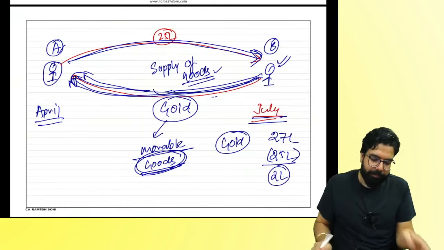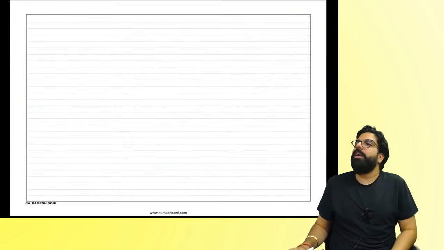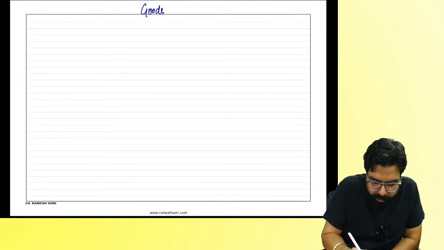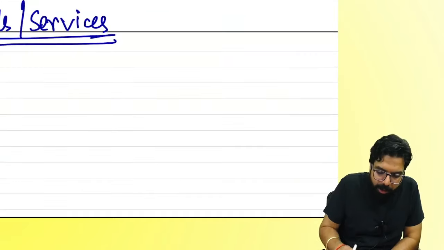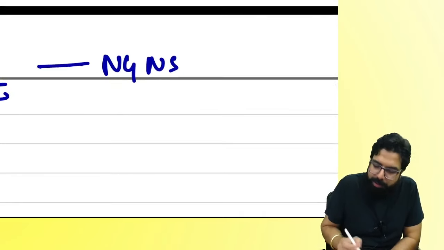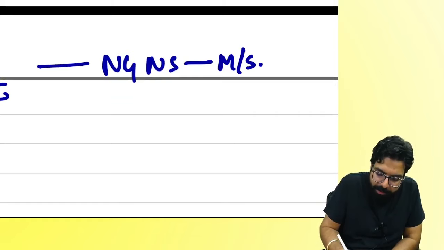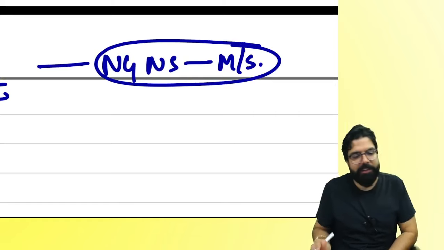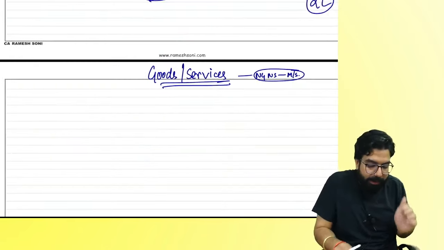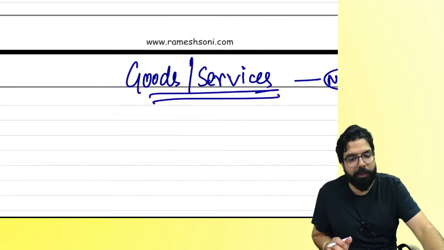Everyone over here, listen. What did we understand till now? We understood what is goods and what is services. What is neither goods nor service? Money. And so it is thrown out from the first stage itself. Other than this, is everything goods and services, everyone?